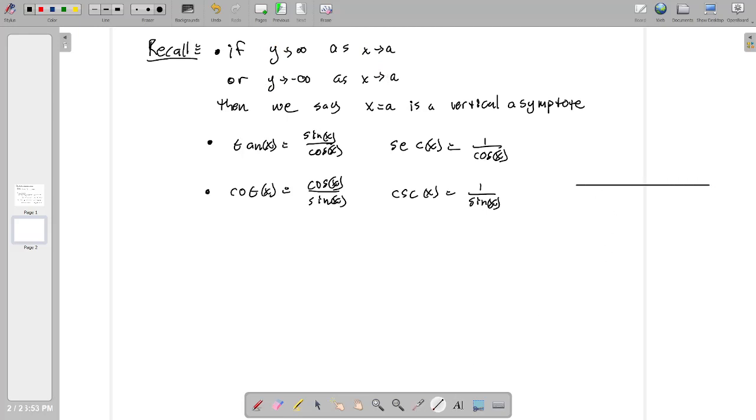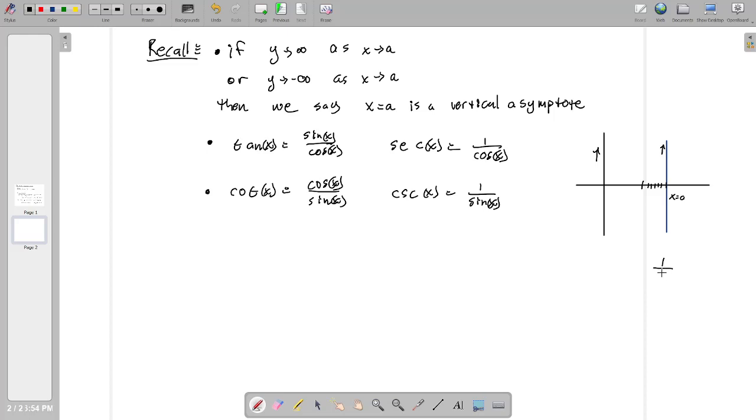So let me explain this very, very quickly and briefly. Suppose that we have x equals a right here. This vertical line here is x equals a. If as our x values get closer and closer to this x equals a, our y value is going to infinity, then we're going to have a vertical asymptote. That's what it means. So our y value will increase without bound while our x value is getting closer and closer to a specific value, namely that x equals a value.